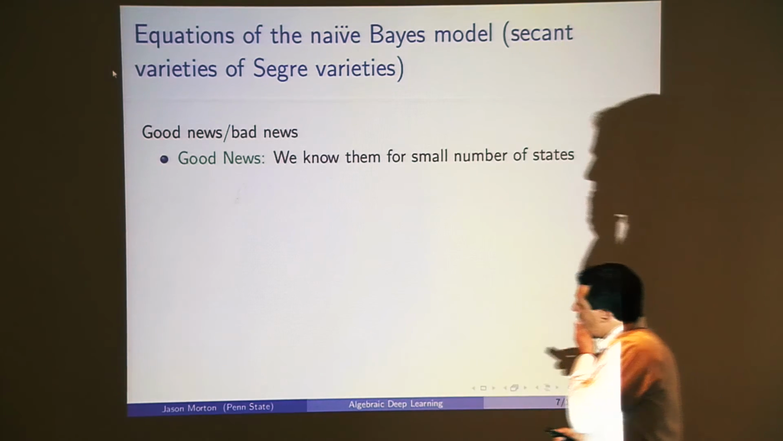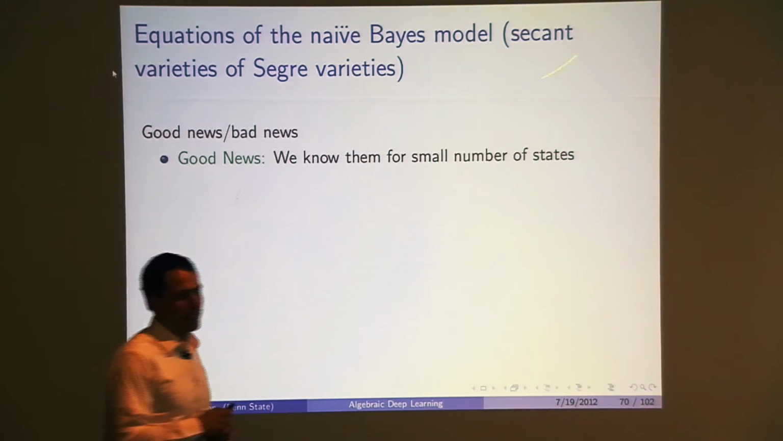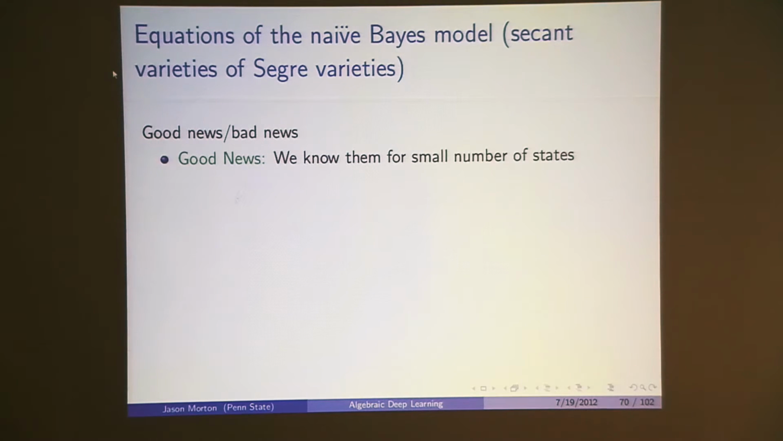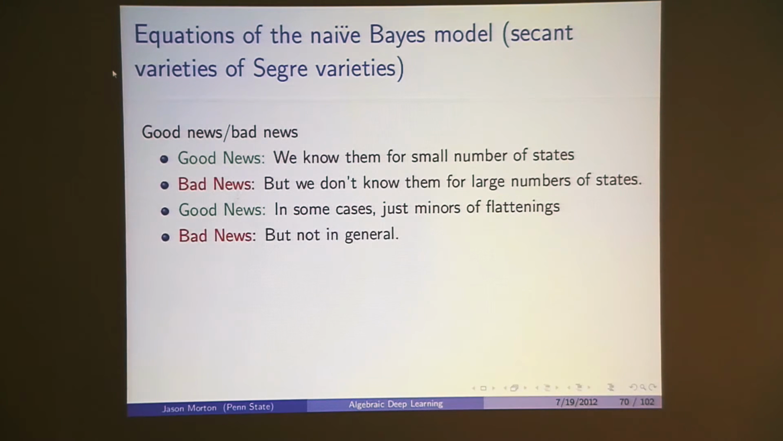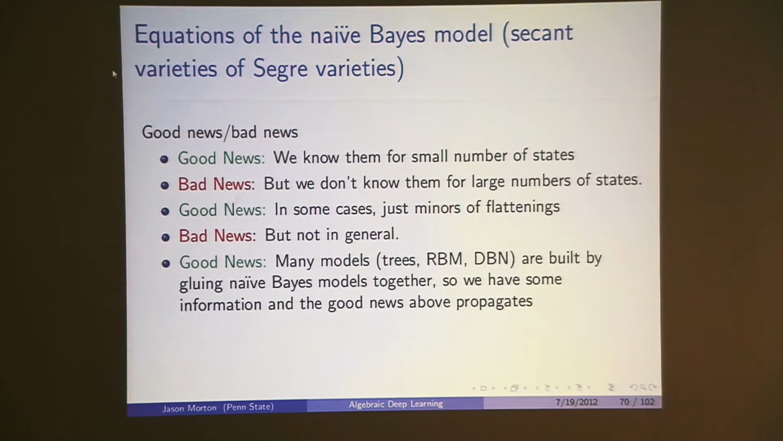Okay. So to summarize, equations of the naive Bayes model. The simplest kind of model we can think about, the simplest component of a deep belief network or of a tree or many other things. So there's good news and there's bad news. The good news is we know for a small number of states what the equations are. The bad news is we don't know if we have large numbers of states. Good news is that in some of these easy cases, it's just the minors of the flattenings. So it's just rank conditions on all the possible linear maps I can draw from this tensor. And the bad news, of course, is that doesn't work all the time. But that always gives you some of the description. If you violate that, you know you're not in this space.